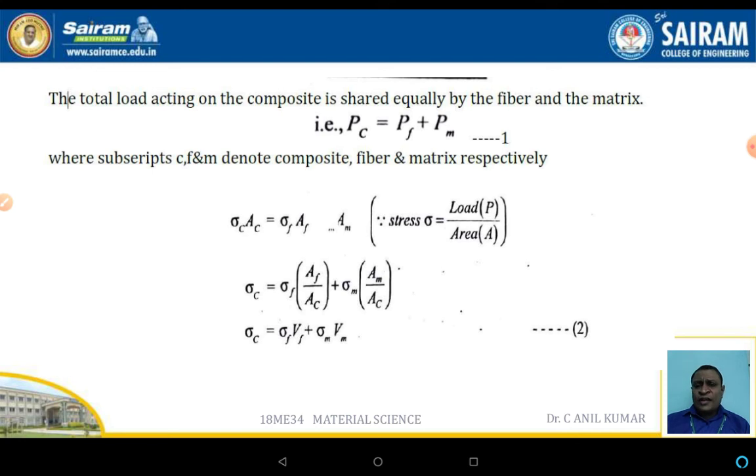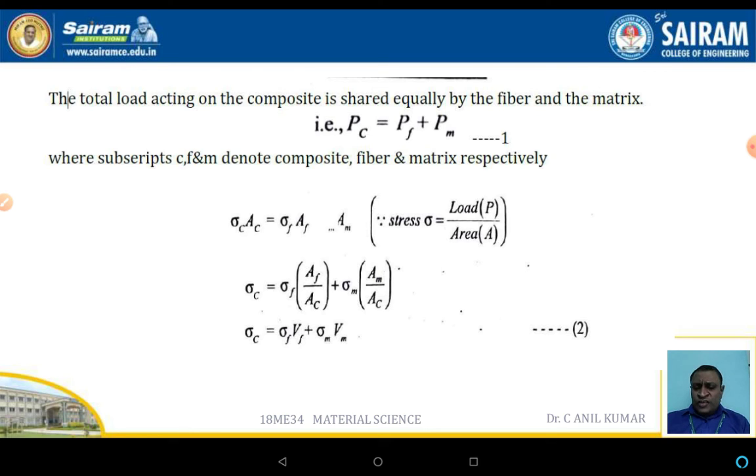The total load acting on the composite is shared by the fiber as well as the matrix. For that reason, the total load on the composite is equal to P_F plus P_M, which is nothing but the load on the fiber and the load on the matrix, where the subscript C indicates the composite, F indicates the fiber, and M indicates the matrix. As you know, stress sigma is equal to P by A, or stress is equal to load by area. Now P_C can be written as sigma_C A_C, which is equal to sigma_F A_F plus sigma_M A_M.